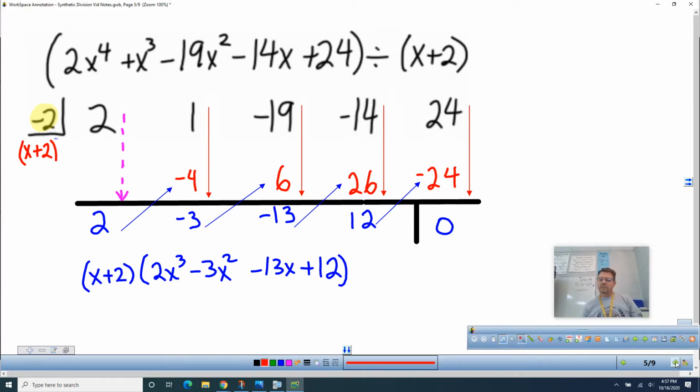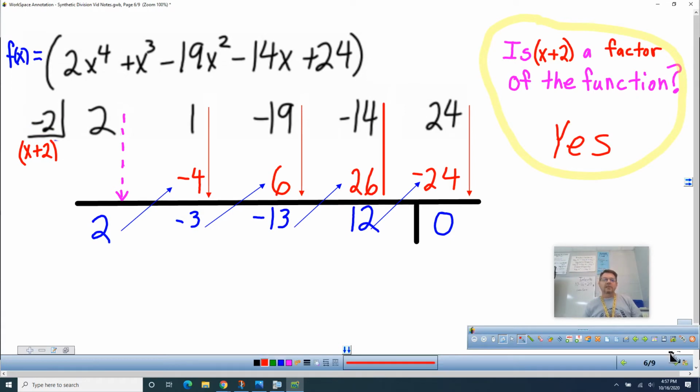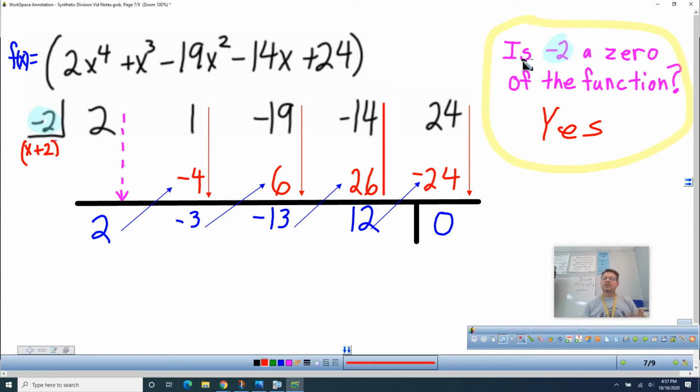So the three ways you could be asked that question: is x plus 2 a factor? You work it the exact same way. Just make sure that you put the opposite sign because you're checking for the 0. If x plus 2 is the factor, -2 is the 0. The next way is they could ask, is -2 a 0? Do exactly the same thing, and if it comes out to be 0, your answer is yes. If that is not 0, then it's no.